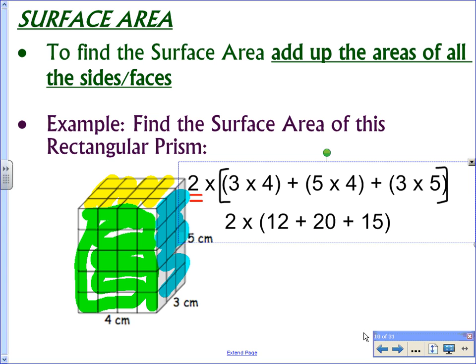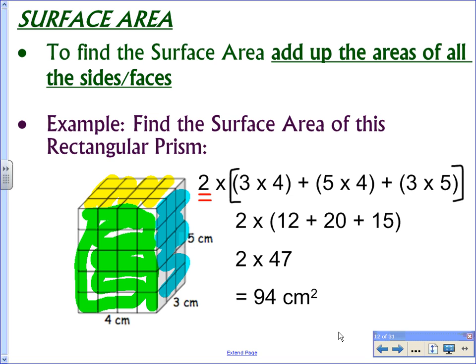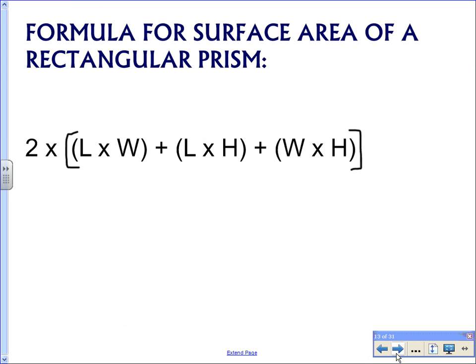So I'm going to multiply 2 by 12 plus 20 plus 15. 12 plus 20 plus 15 is 47, and 2 times 47 is 94 square centimeters. Remember, surface area is always in square units because you're figuring out how many squares it would take to cover the surface. So the formula for surface area of a rectangular prism is 2 times the length times the width plus the length times the height plus the width times the height.